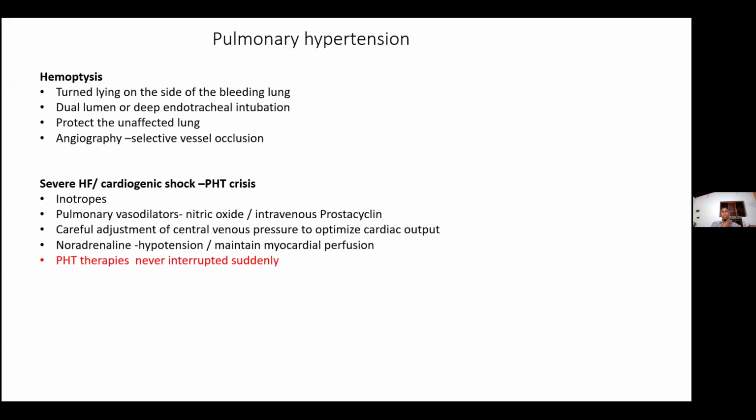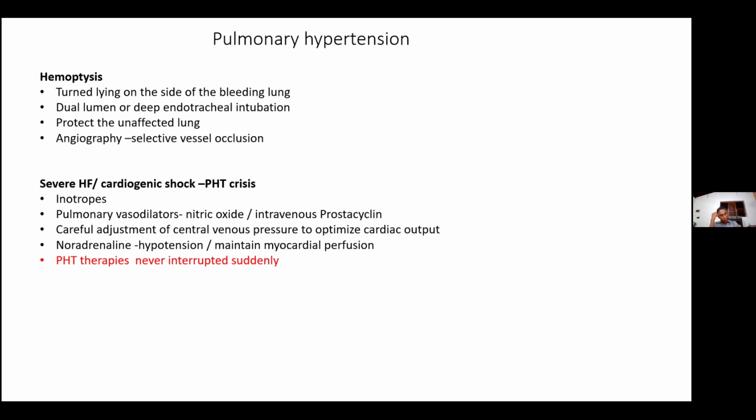So if the right lung is bleeding, put them on the right side so that the bleed will not go into the left lung and occlude the normal lung. So if the patient has a diseased right lung, bleeding from the right lung, put them on the right side rather than the opposite side. And sometimes they do deep endotracheal intubation to occlude that lung, to selectively intubate the normal lung to have good gas exchange and protect the unaffected lung.